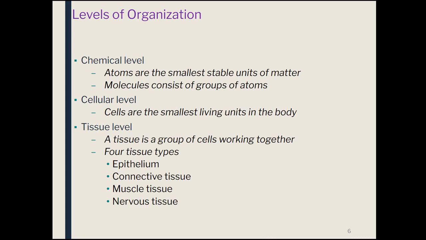At a chemical level, it means that the atoms are the smallest stable units of matter, and these atoms, which we'll go deeper into in our next lecture, interact to form molecules. These molecules are groups of atoms. The molecules then come together to form the cellular level. These cells are the smallest living units in the body.